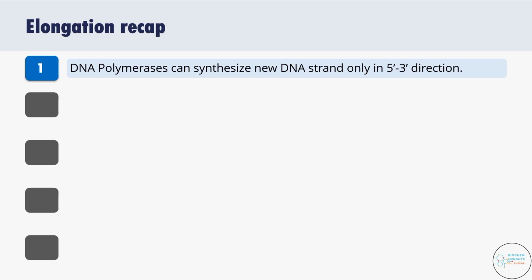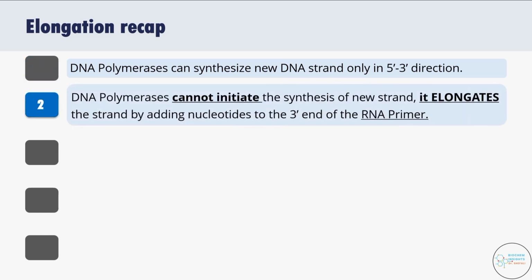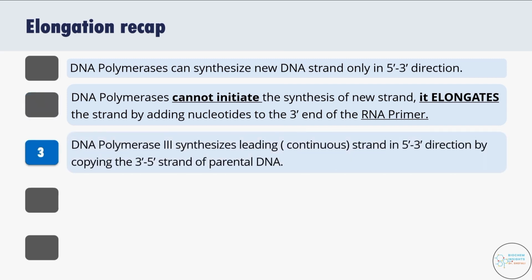First, you must remember that DNA polymerases can synthesize a new DNA strand only in the 5' to 3' direction. DNA polymerase cannot initiate the synthesis of a new strand, it only elongates the strand by adding nucleotides to the 3' end of the RNA primer. And you must remember that RNA primer is synthesized by primase of primosome. Now, DNA polymerase 3 synthesizes the leading strand in a continuous manner in the 5' to 3' direction by copying the 3' to 5' strand of parental DNA.